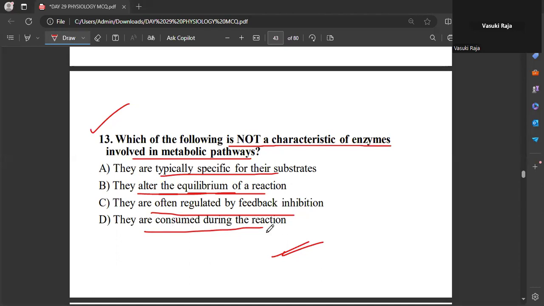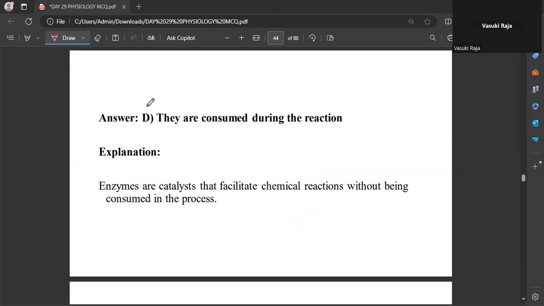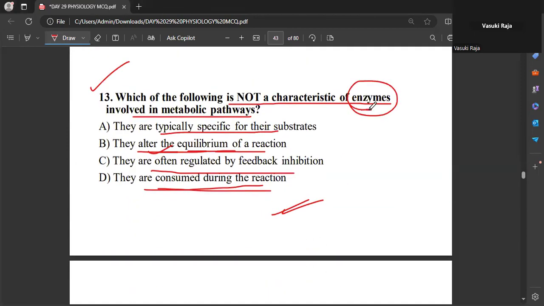And they are consumed during the reaction. Is this statement right or wrong? They are consumed during the reaction. They alter the equilibrium. See, they are consumed during the reaction. The function of an enzyme is just to speed up the reaction.